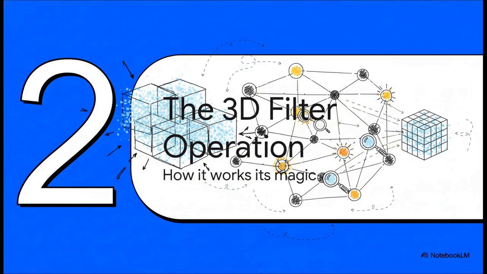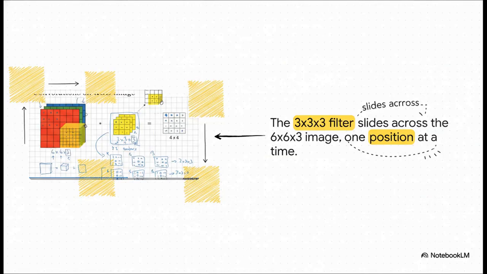All right, so we have our 3D image and our 3D filter. Let's get into the nitty-gritty of how they actually work together. This is the moment where the magic really happens, where the computer starts seeing features. So just imagine this little yellow cube. That's our filter, right? It plops itself down on the top left corner of the bigger image cube, and then it just starts sliding. It moves across the whole image, one little step at a time, looking at a small chunk of the image at every single position.